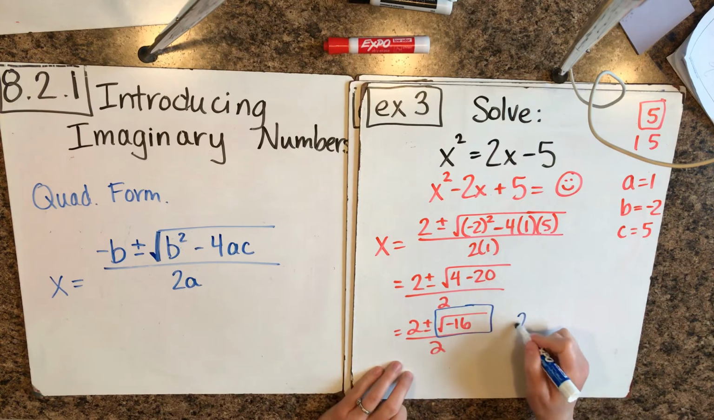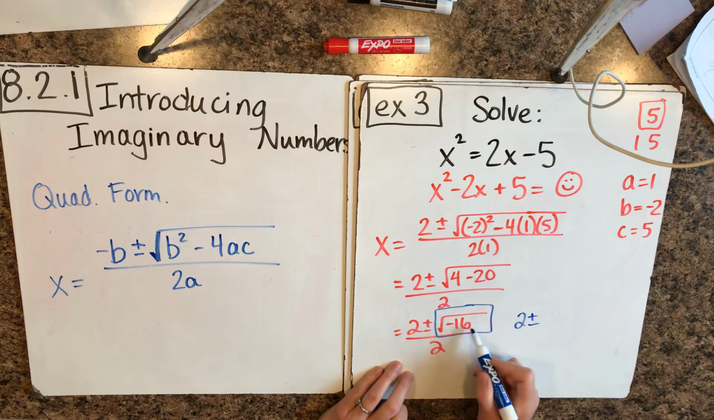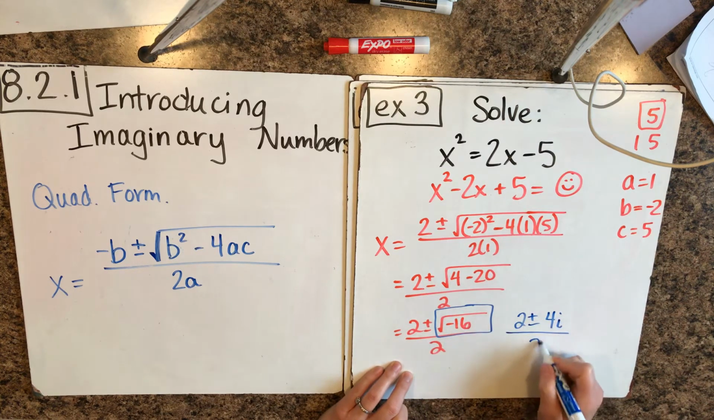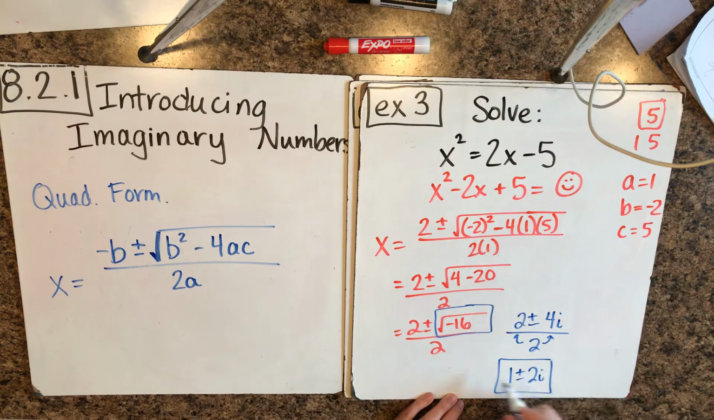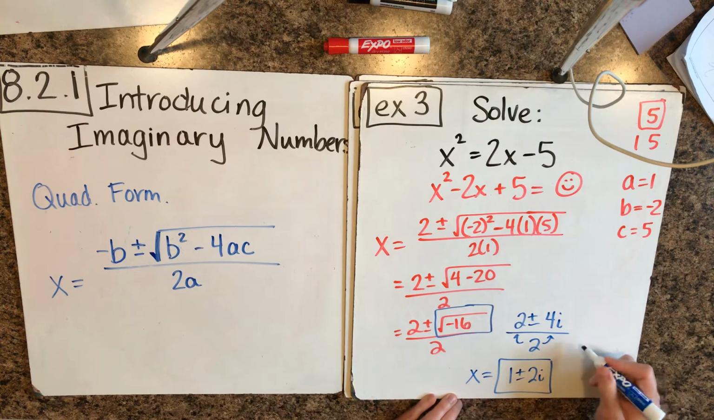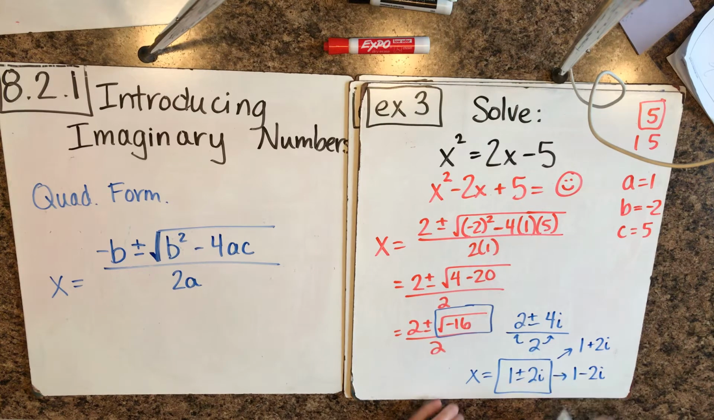Okay, I can say 2 plus or minus, the square root of 16 is 4, but there's a negative, so I have an i. Okay, and again we're dividing through by 2 on both parts, so 1 plus or minus 2i. Okay, it's okay to write it like this, x equals, but I want you to understand that it means 1 plus 2i and 1 minus 2i. Again, anytime you solve and you get one imaginary solution, you always get a second. They always come in pairs.